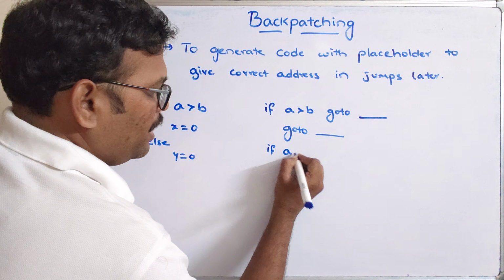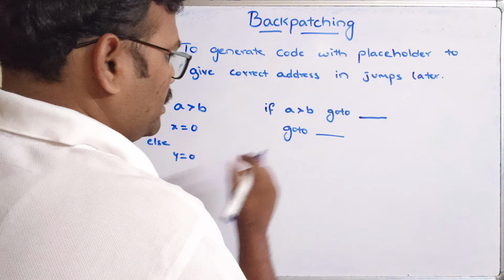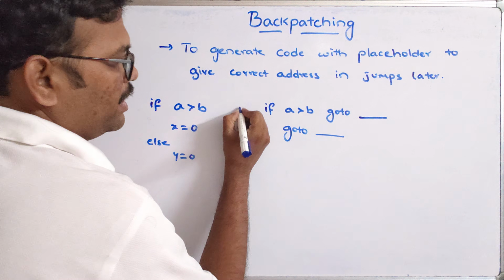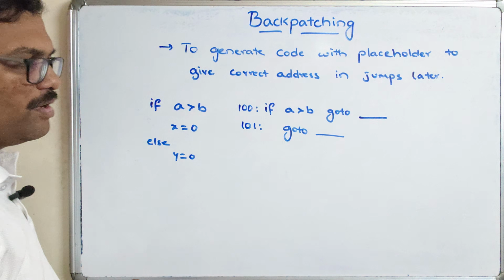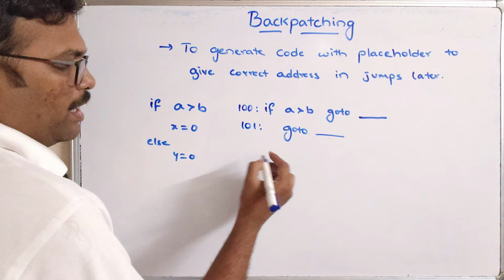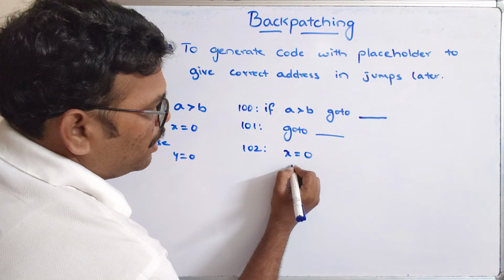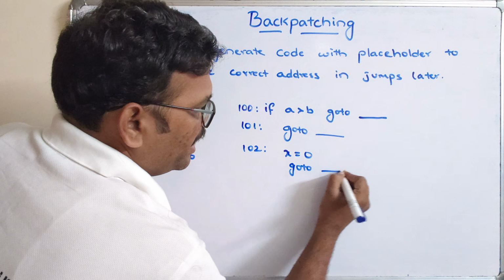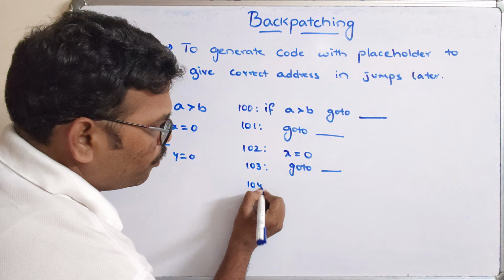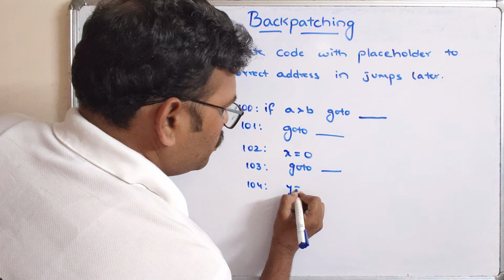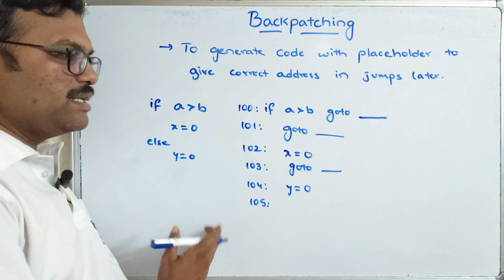Let us write here the address as 100 and this is 101. Address 101, and it will be x equal to 0, 102, and go to dash, and this is 103, and 104 is y equal to 0 and 105. Okay, so these are the steps.